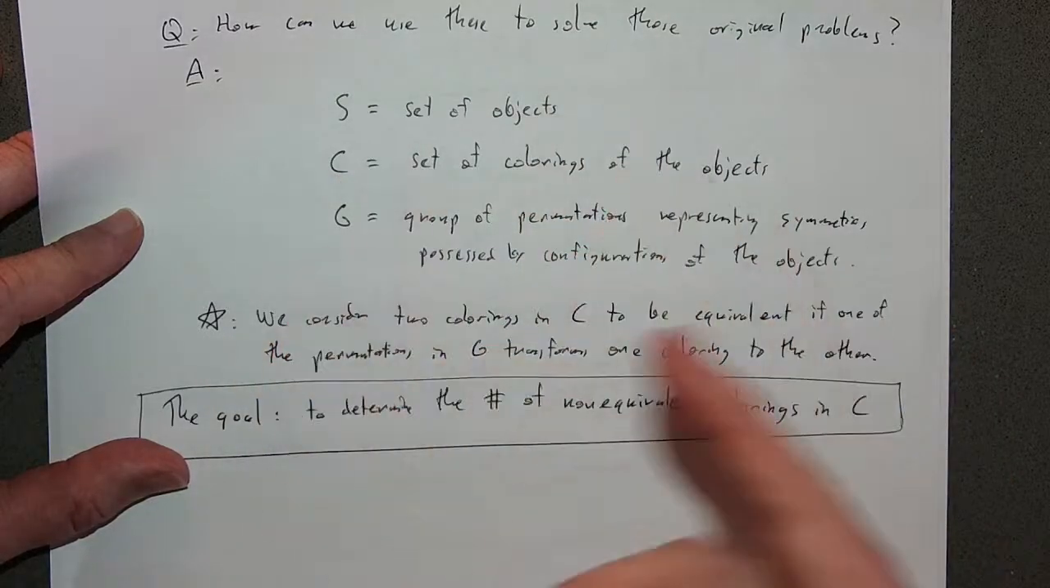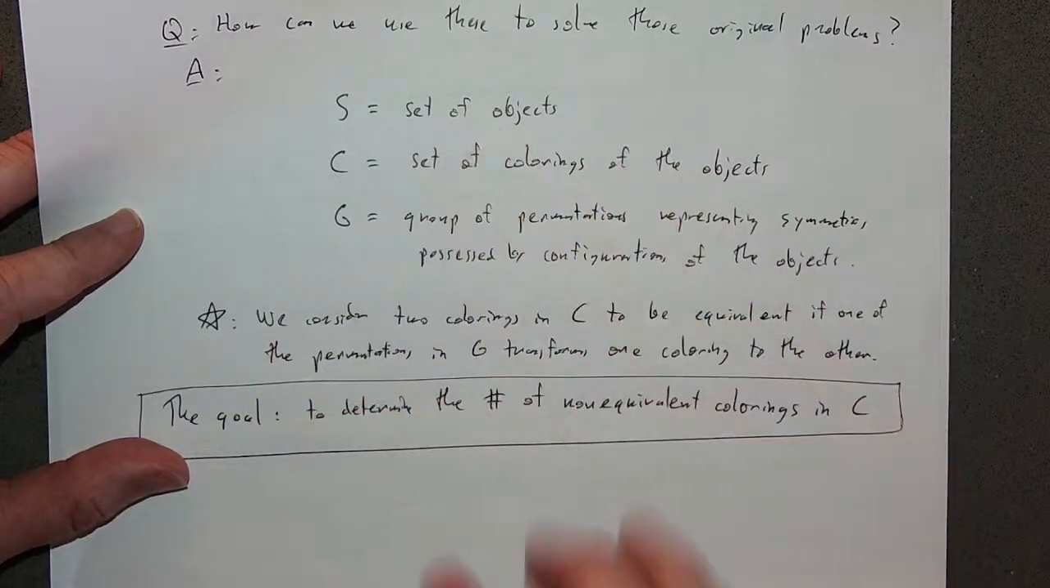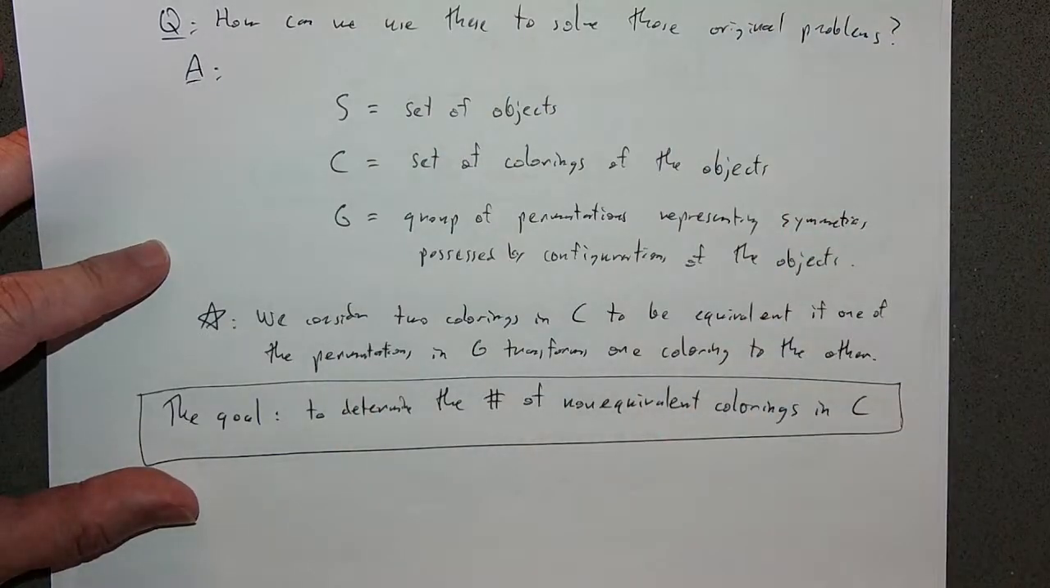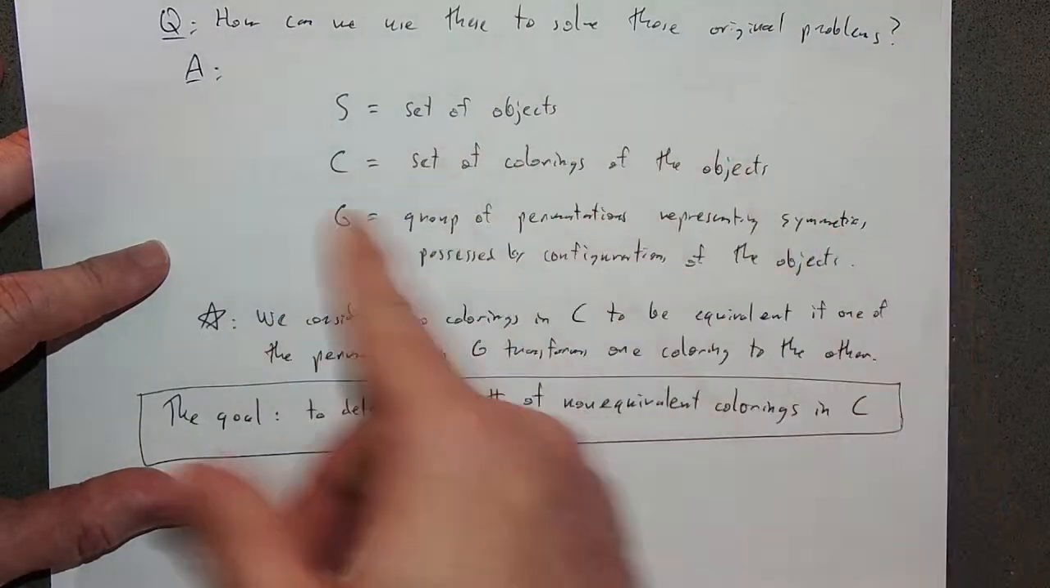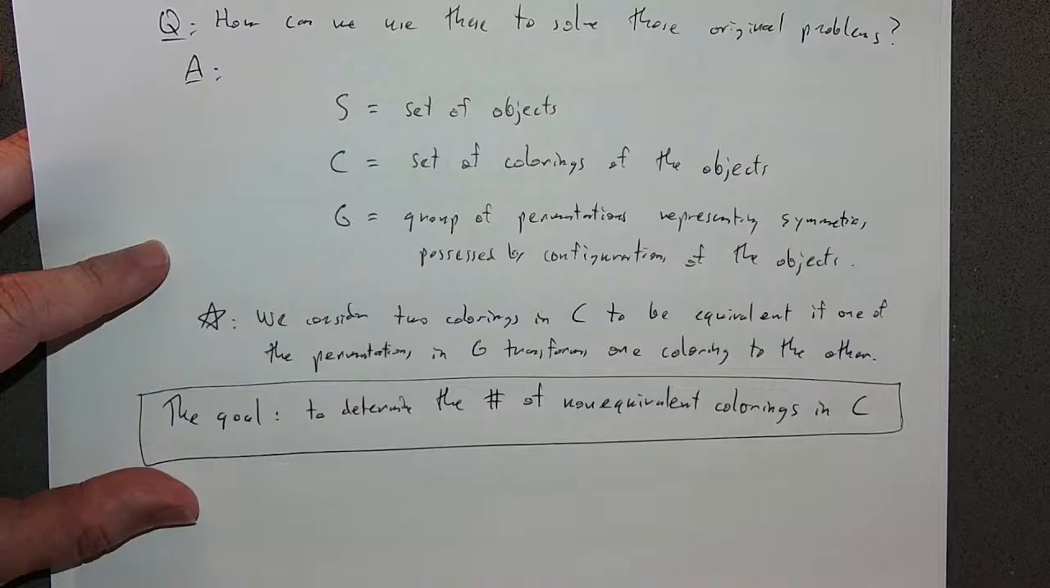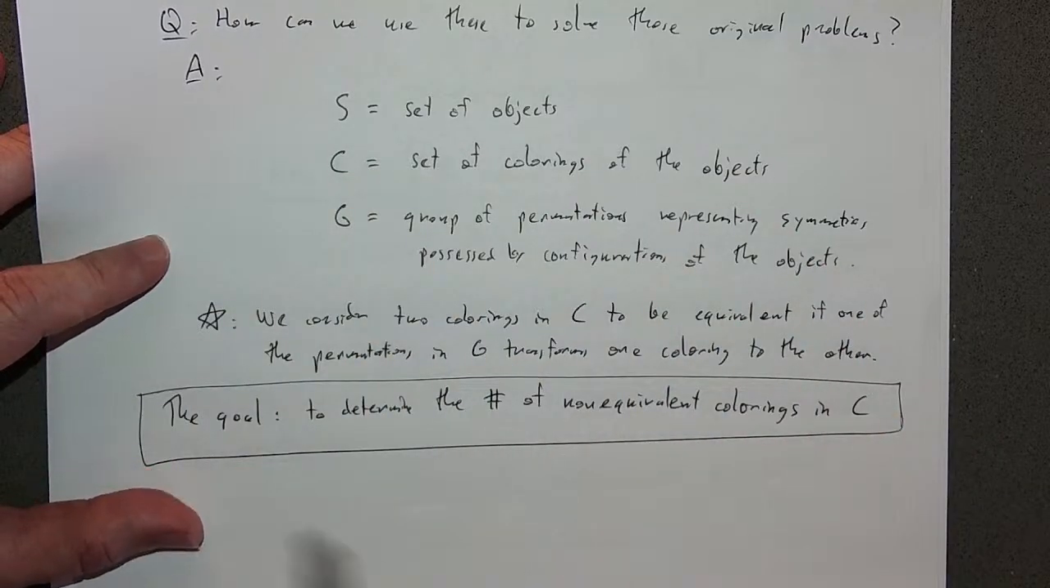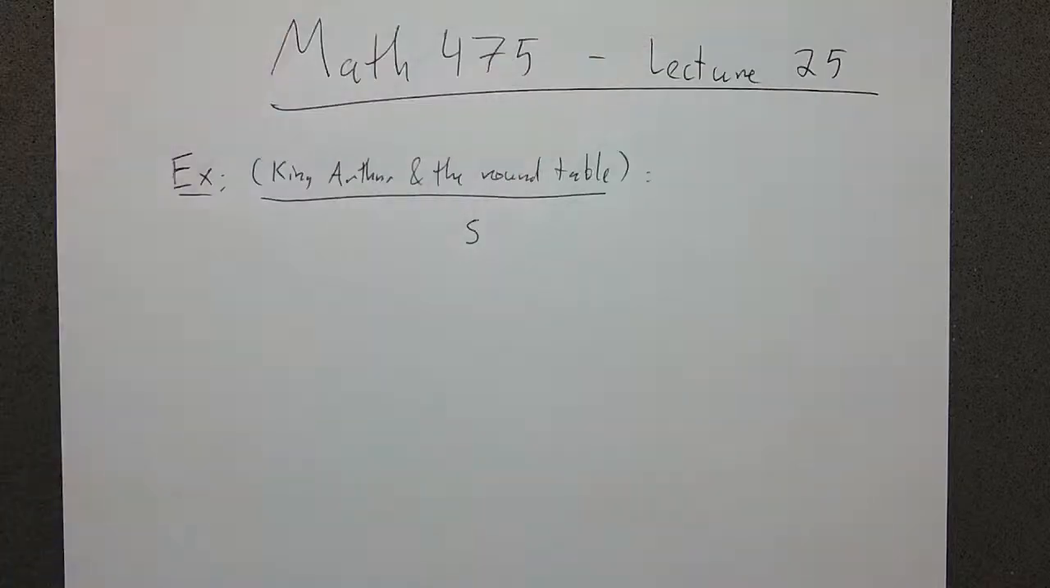So it permutes the coloring in a way indicated by the permutation itself that forms an equivalent coloring to what you started with here. That is how we denote equivalence. And so our problem becomes counting the number of non-equivalent colorings.